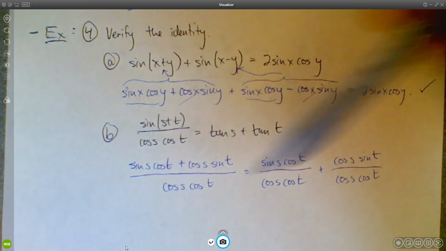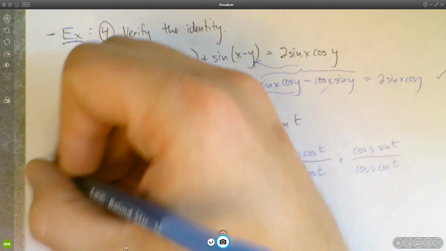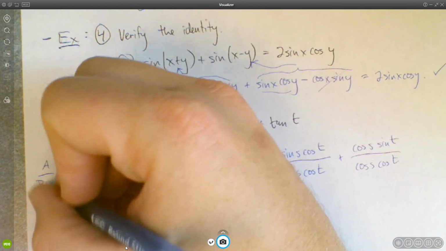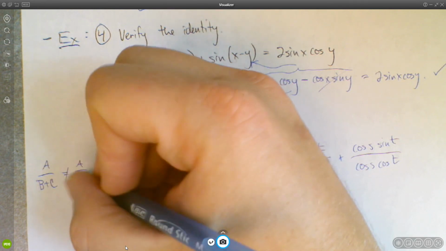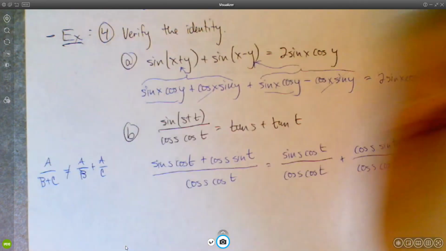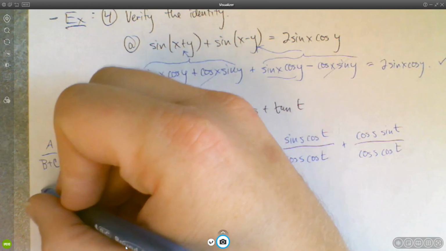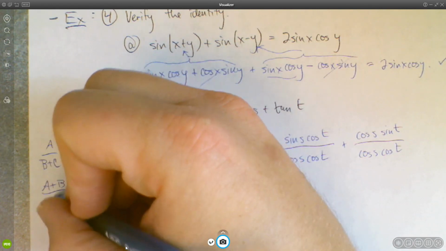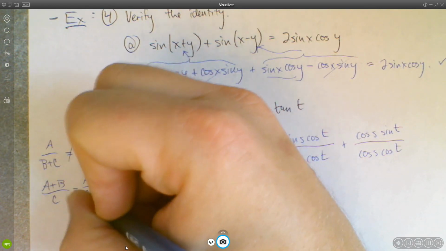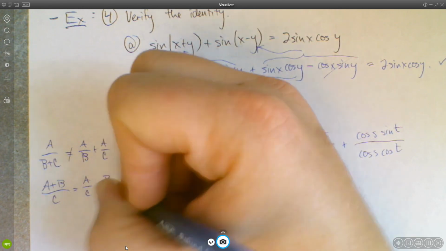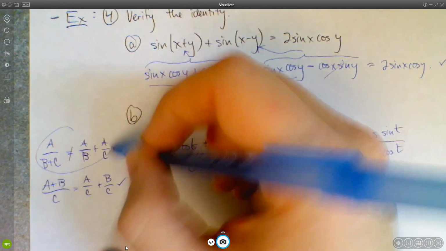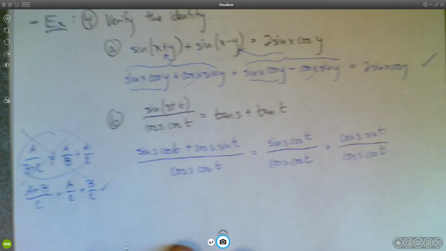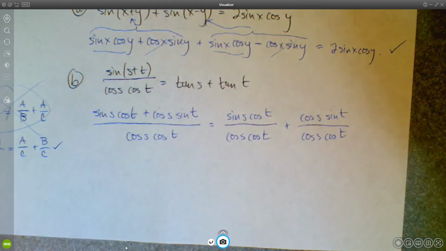Be careful though, this is not true of the denominator, right? So like, a over b plus c is not a over b plus a over c, right? It doesn't work that way, right? It is true that a plus b over c is a over c plus b over c, right? That's true. And that's what we just used. But this one right here is not true. But anyway, this is perfectly legal.